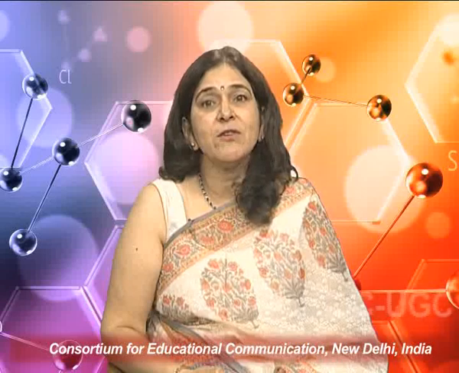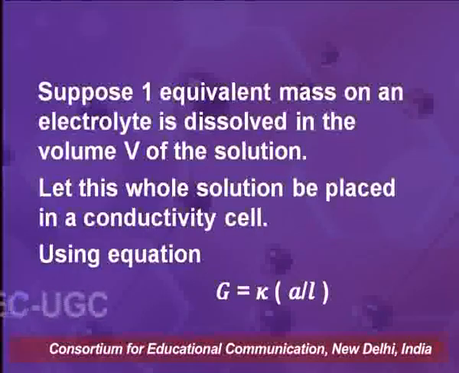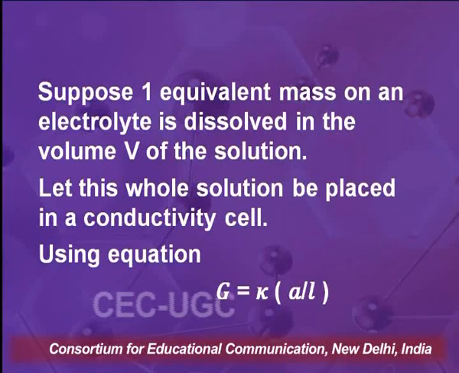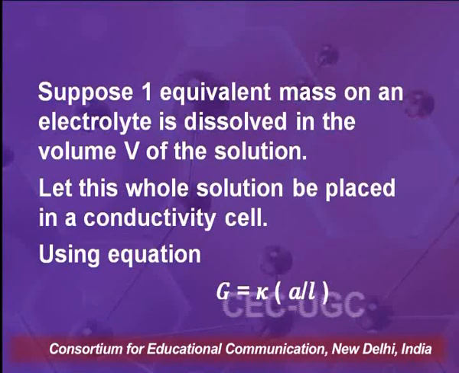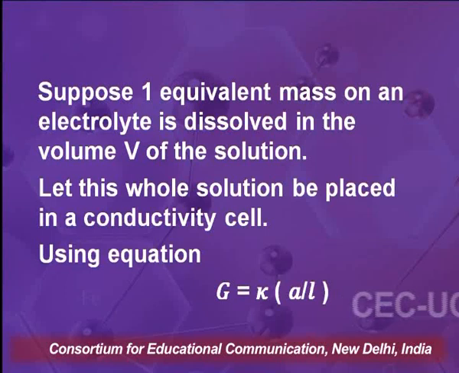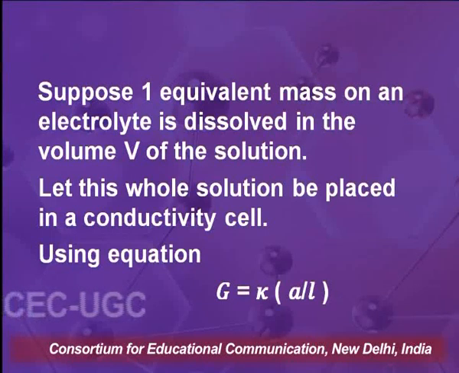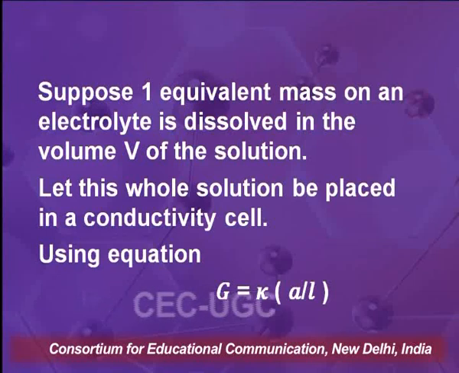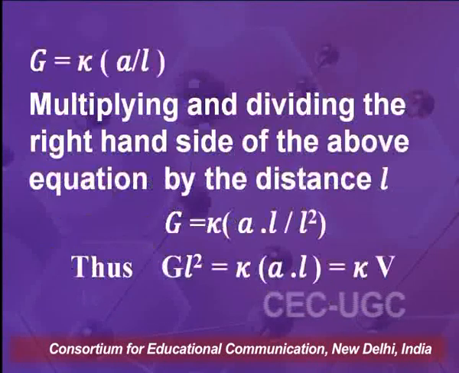Suppose one equivalent mass of an electrolyte is dissolved in the volume V of the solution. Let this whole solution be placed in a conductivity cell. So, we have to use the equation G is equal to kappa into A by L.